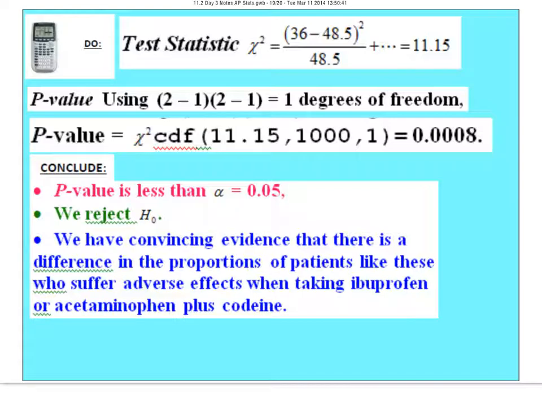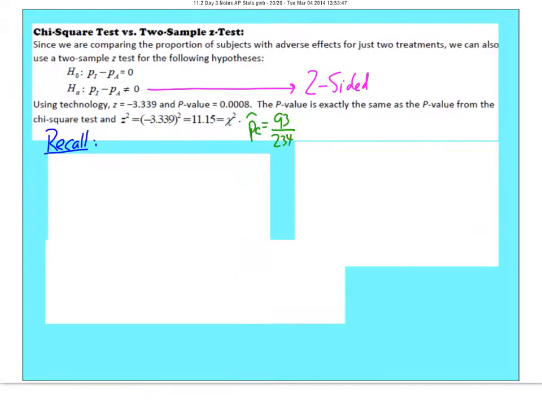Now, I'm going to show you that if you did a two-sample difference in proportions test, you're actually going to get the exact same result. Let's take a look at that. To set up the hypothesis, remember, we're comparing the proportion of subjects with adverse effects for just 2 treatments. Because it's just 2 treatments, that's why we can do this. If it was 3 or 4 treatments, we could only do the chi-square test of homogeneity. So we're going to set up our hypothesis that p sub I minus p sub A equals 0, so ibuprofen minus acetaminophen. We think the difference is 0, but we really think it is different. So this is really a two-sided test.